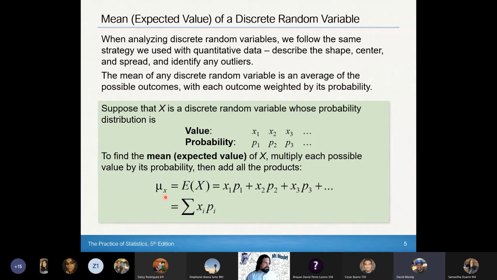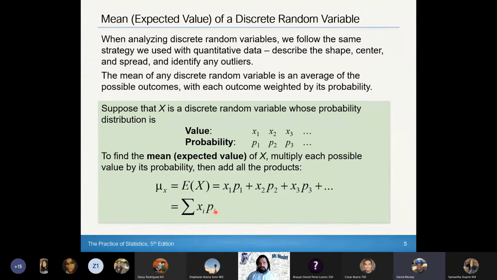Mu sub X, and again, mu is what we've used to notate the mean, is equal to the expected value of X. We can use this notation as well, capital E, parentheses X, or whatever your random variable is, X, Y, Z, whatever it's been given, equals X sub 1 times P sub 1 plus X2 P2 plus X3 P3, and so on until you run out of X's and P's, equals the sum, that's what this Greek letter capital sigma represents, means sum, add everything up, of X sub I times P sub I.